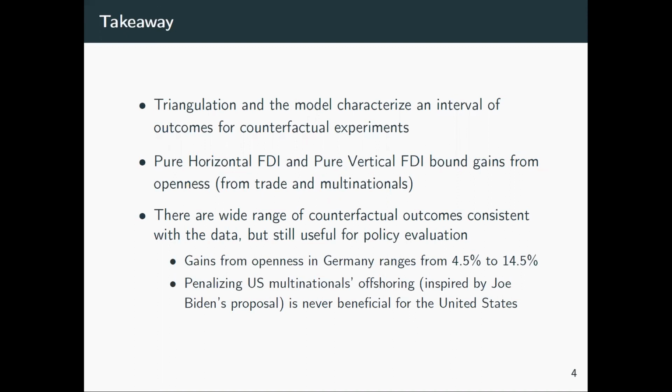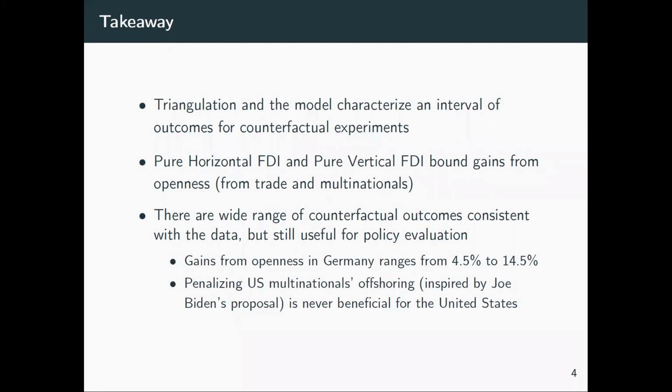The bottom line is, there is a wide range of counterfactual outcomes consistent with the data, but the interval is still useful for policy evaluation. I showed two counterfactual experiments from the paper. When I derive the interval of gains from openness for Germany, the welfare gains from having access to multinationals and trade, well, that is exactly gains from openness, it can be as small as 4.5% in terms of welfare or as large as 14.5%. This is an economically sizable range.